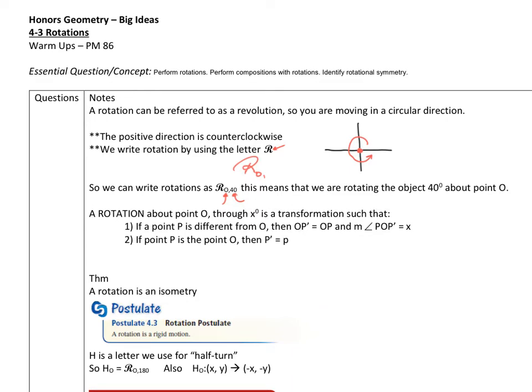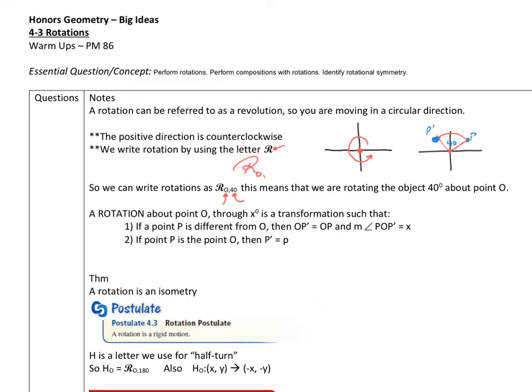Well, how do we do that? Let me draw another axis here real quick and show you. So if I have a point, say my point is out here, and I'm going to rotate 40 degrees about the origin, I would connect this, and then I'm going to go 40 degrees, and that would be my new point right there. So that would be 40 degrees. If this is P, that would be P prime. So that's how I rotate something.